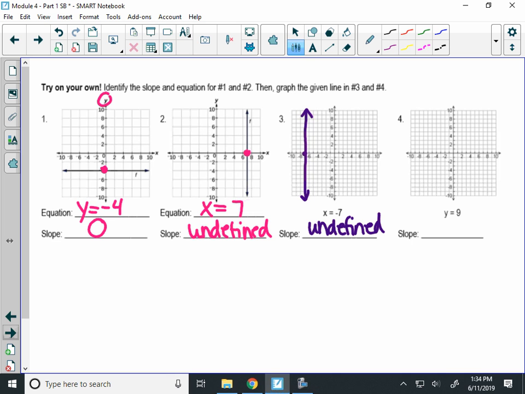Alright, and finally y equals 9. I'm going to the y-axis at 9 and drawing a horizontal line. The slope of any horizontal line is 0.